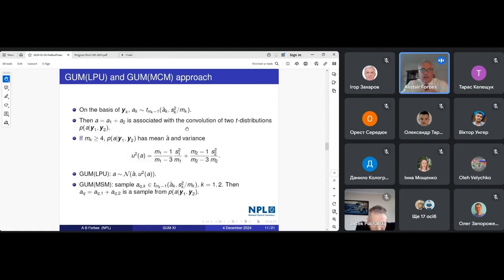When we apply a GUM or a GUM MCM approach, we say our state of knowledge for each of the parameters, A sub k, is a t distribution. We can propagate the means and variances of these t distributions if they have means and variances. In order for them to have a variance, the number of repeat measurements has to be at least 4. But if we have at least 4 repeat measurements, then we can calculate the mean and variance of the distribution associated with the sum.